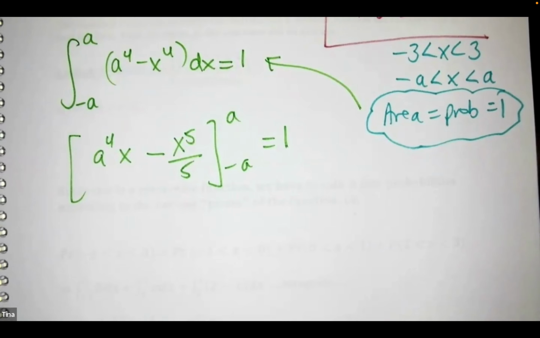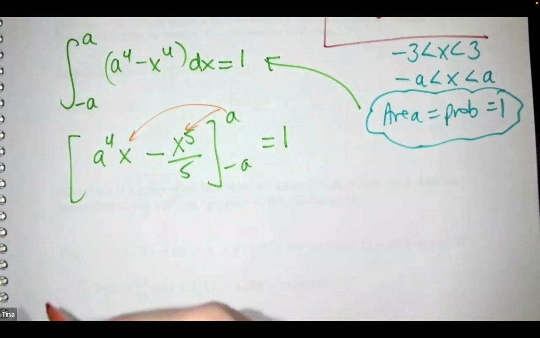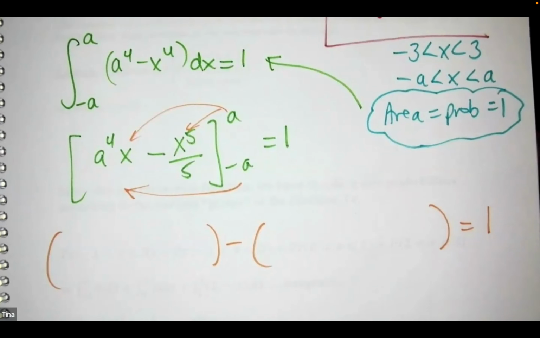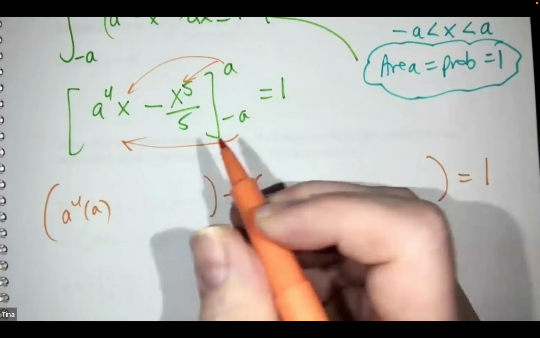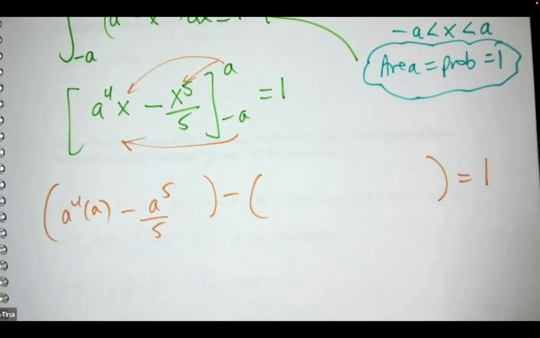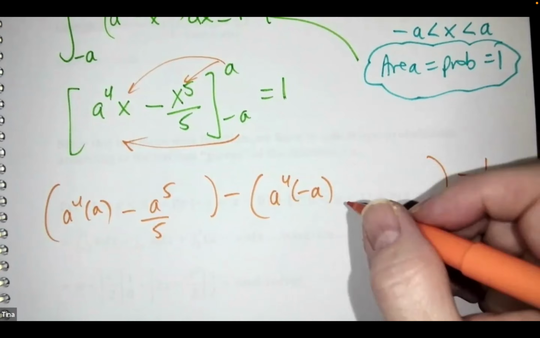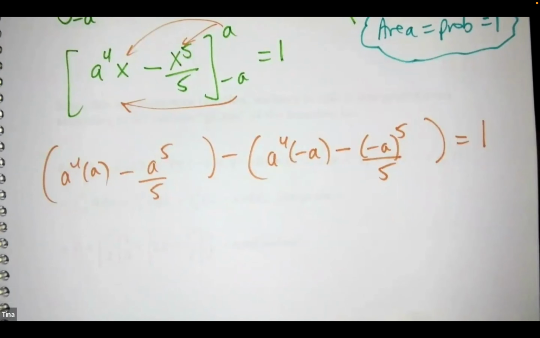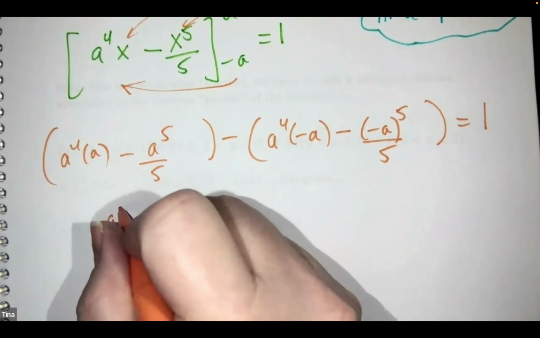So now you're done integrating. So top number subbed in for all the x's minus bottom number subbed in for all the x's, and then we can solve. So we've got a to the 4 times a minus a to the 5 over 5, and then here, a to the 4 times negative a minus negative a to the 5 over 5. So watch your signs just in case, right? So this would be a^5 minus 1 over a^5.